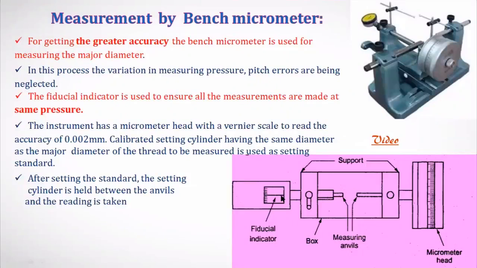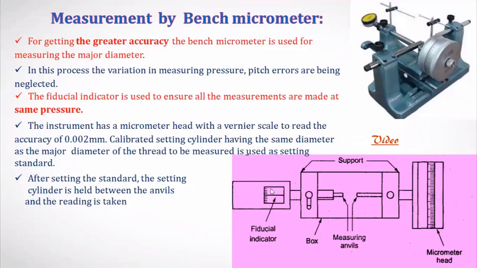It has the fiducial indicator. In the last class, I told you, right? What is the application of the fiducial indicator? It is used to make sure that the pressure applied on the screw thread will be the same. It will not vary from person to person. That is the fiducial indicator.